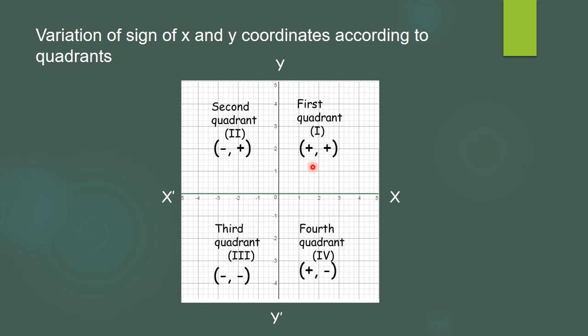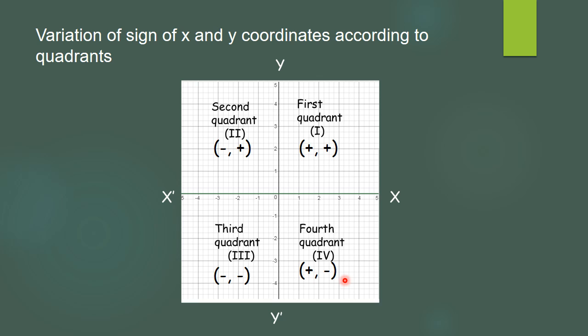So if you get the coordinate as plus plus, we can say that the point lies in the first quadrant. If x is negative and y is positive, it indicates that the point lies in the second quadrant. If both are negative, the point lies in the third quadrant. And if x is positive and y is negative, the point lies in the fourth quadrant.